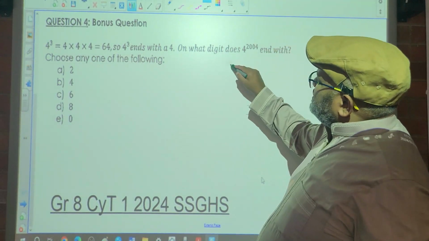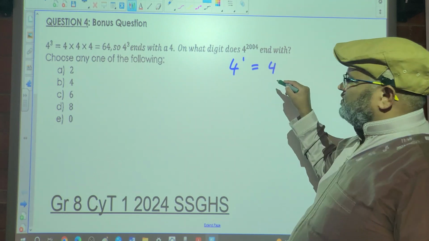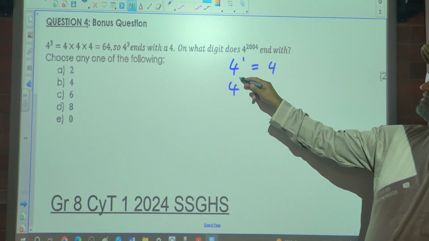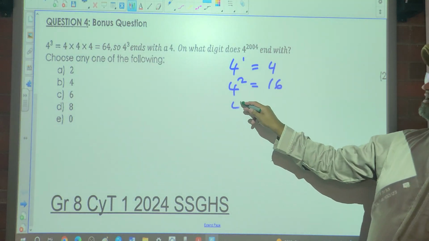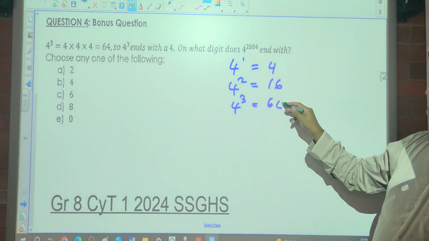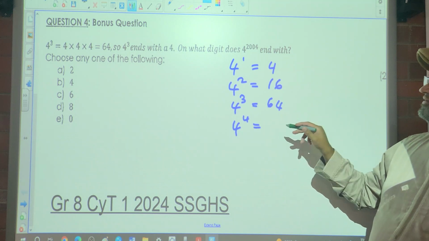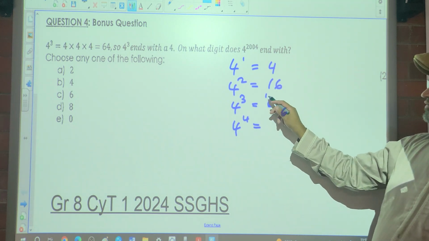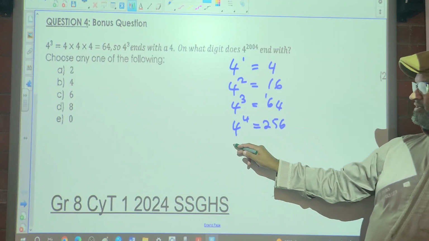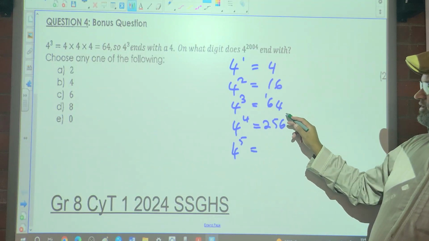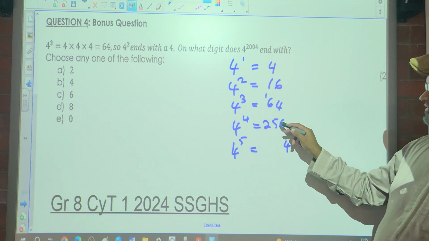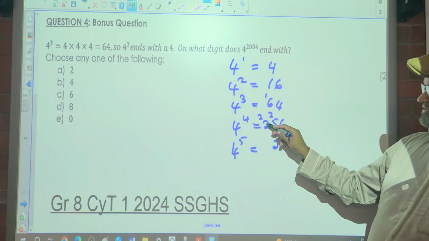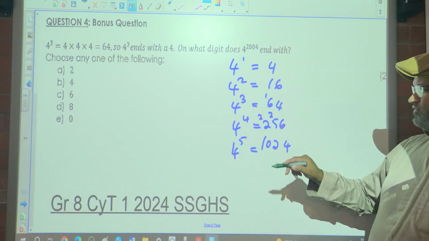What you should have done was go 4 to the 1 is equal to 4. Okay? 4 to the 2 gave us 16. 4 to the 3, 64. 4 to the 4, multiply 64 by 4, I'm going to get 256. 4 to the 5, multiply this by 4, I'm going to get 1024.